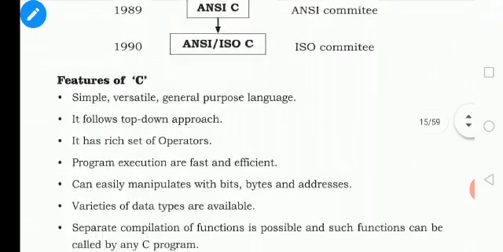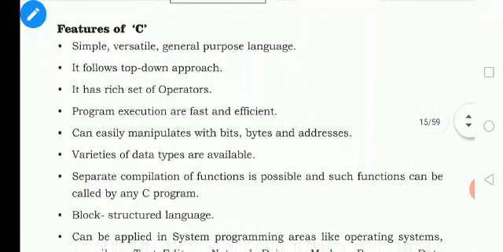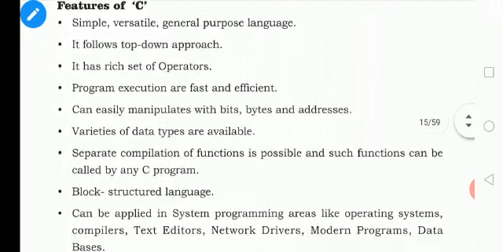Let me show some features of the C language. First, it is a simple, versatile, general purpose language. Then it follows a top-down approach, from the top to the bottom. It has a rich set of operators. Program execution is fast and efficient. It can easily manipulate bits, bytes, and addresses. Varieties of data types are available.